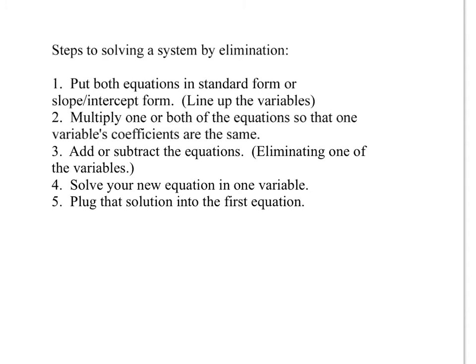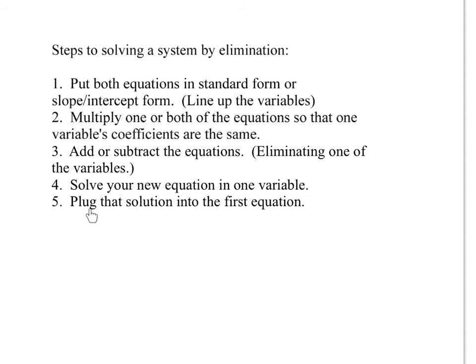Multiply one or both of the equations so that one of the variables' coefficients are the same. We're going to add or subtract the equations right the way they are. That will thus eliminate one of the variables. Solve that new equation in one variable.